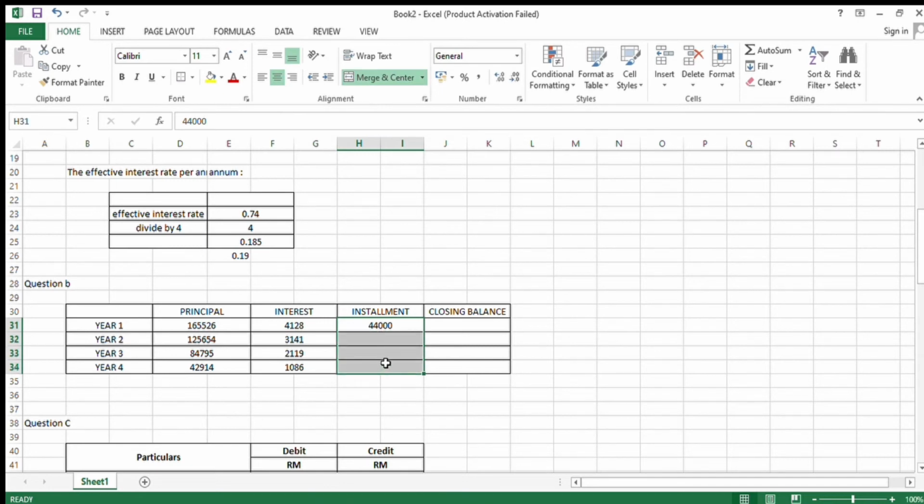So the amount of installment is the same, because every year the amount is 44,000. For interest, we find it from 2.5% multiplied by principal, and we will get the interest.